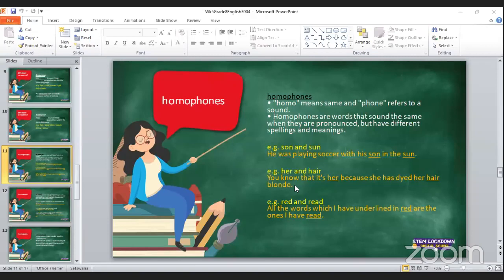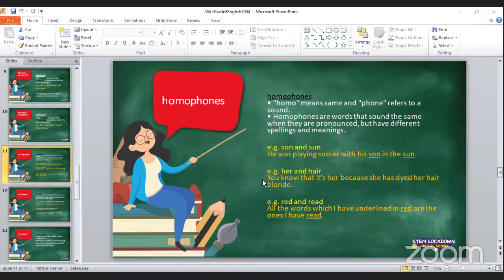I see in the chat somebody says meat, meet, and meat. Yes, it's meet, like a meeting, and meat for food. Those also are homophones, right? So remember, it's her and hair.